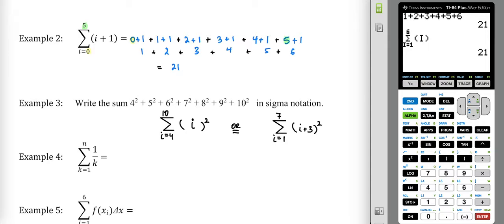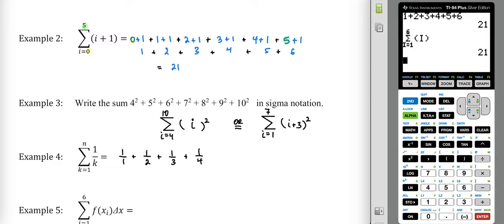All right, so what this gets at is the idea that you have multiple different ways in which you can come up with the same expansion. Whereas something like number 4 looks a little on the funky side. We have k, so k instead of I. That's not a big deal. We already know that the variable on the bottom represents the index. That's the thing that's changing. So this is saying that we're going from 1 to n, so 1 over 1 plus 1 over 2 plus 1 over 3 plus 1 over 4 plus 1 over 5 plus on and on until you get to 1 over infinity.